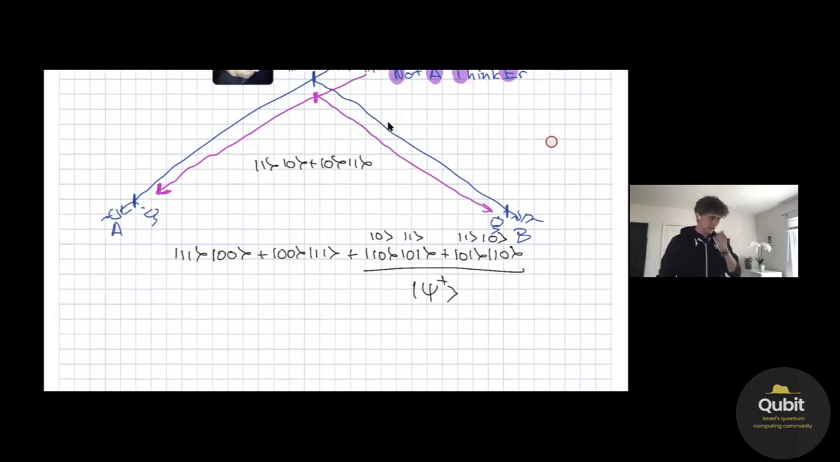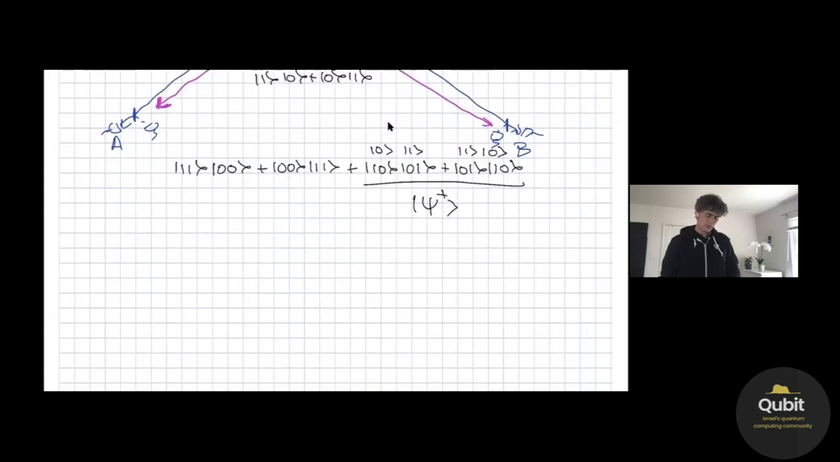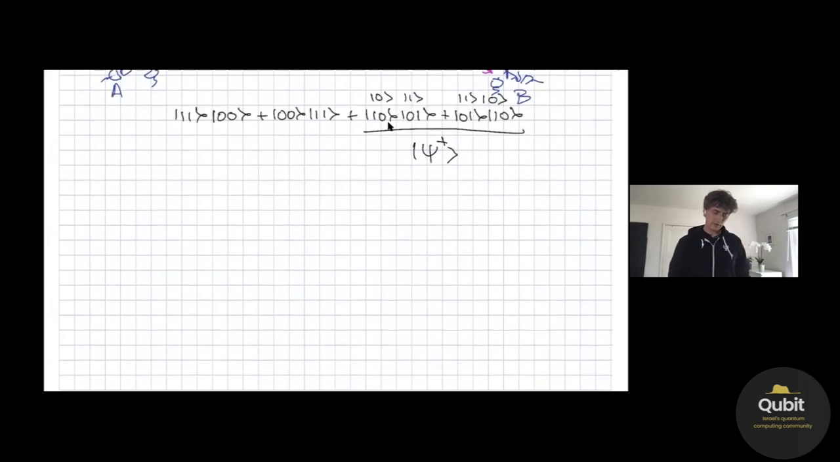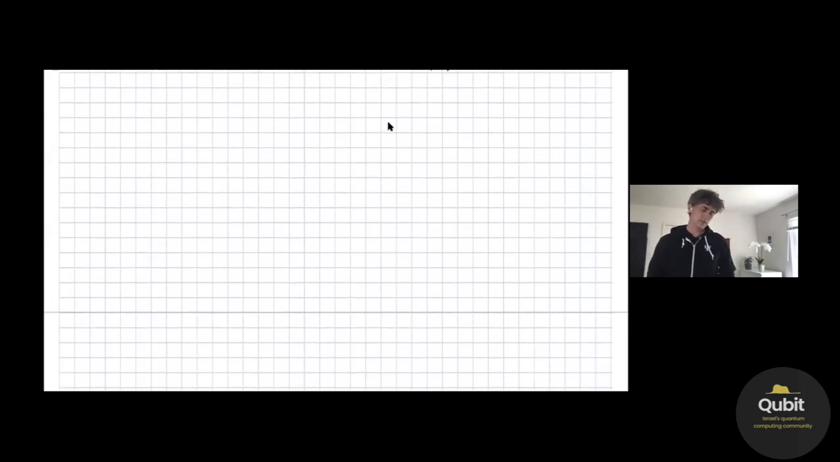Now, of course, Nate being an ambitious young physicist is like, well, I really don't like the fact that my students are wasting half of these photons. I've got to find a more efficient way of doing this than that.